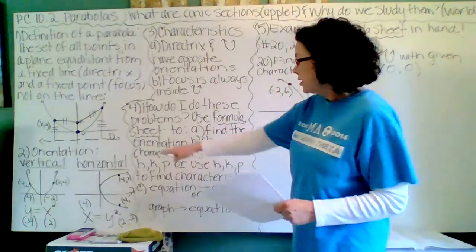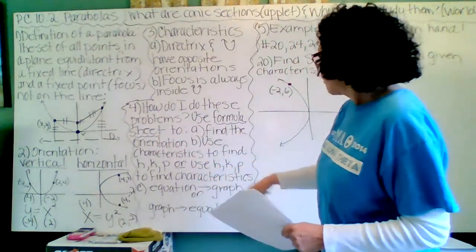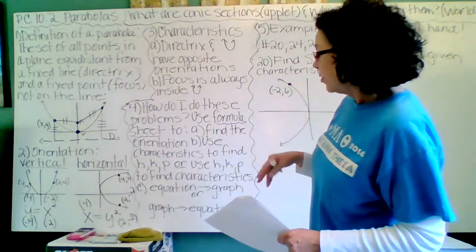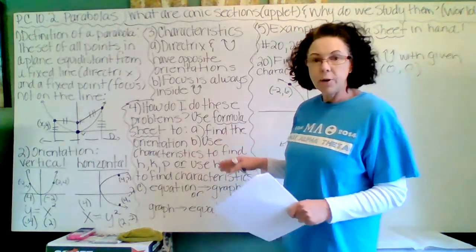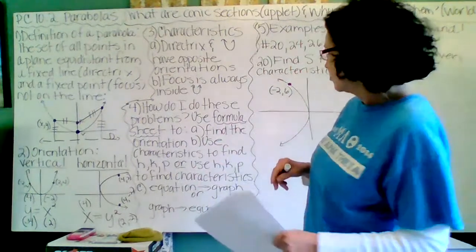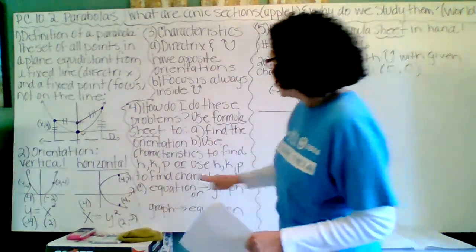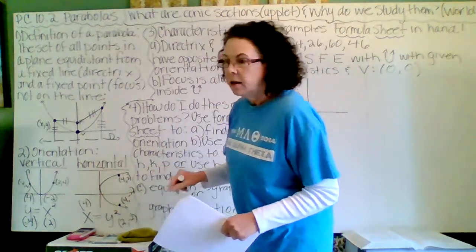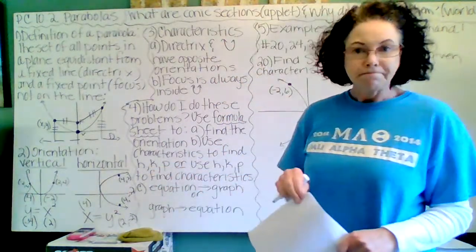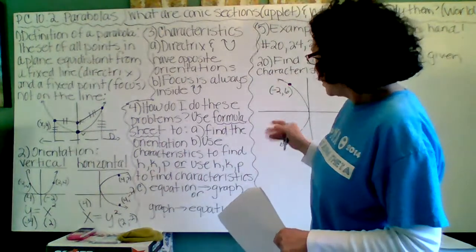To find the orientation of the parabola, and then either we have been given a graphing equation and we're asked to find the characteristics of the parabola. So we would find H, K, and P from the equation of the parabola.